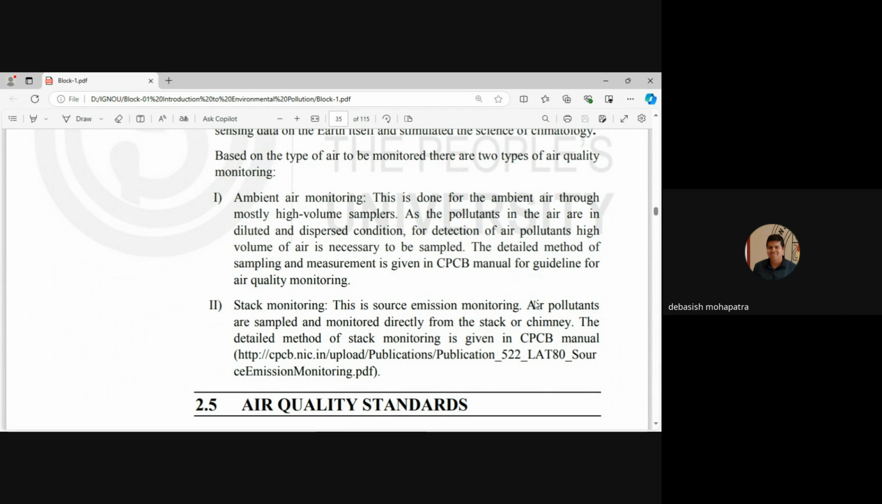So as the air is very dispersed, a high volume of sample is required so that we can monitor the ambient quality of the air. Then stack monitoring, this is source emission monitoring. Air pollutants are sampled and monitored directly from the stacks or chimneys. And the detailed methods of stack monitoring are given in the CPCB manual here also. So one is monitoring the air in a normal place, the other is monitoring the air around the chimney. Okay, so one is ambient and the other is stack monitoring.